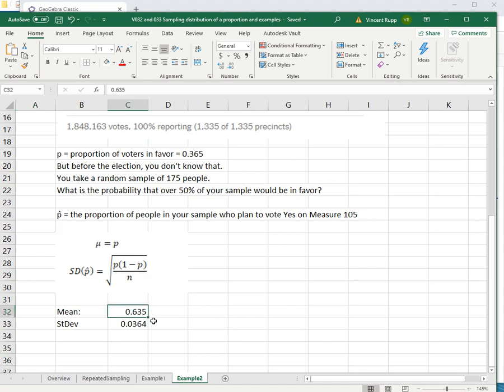So the mean, 0.365, excuse me, I typed the wrong number there. The mean is 0.365. The standard deviation is this formula: the square root of 0.365 times 1 minus that, divided by 175 people. So what is the probability that over 50% would be in favor?